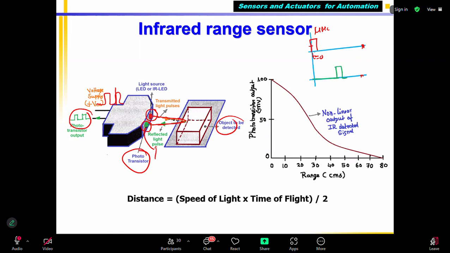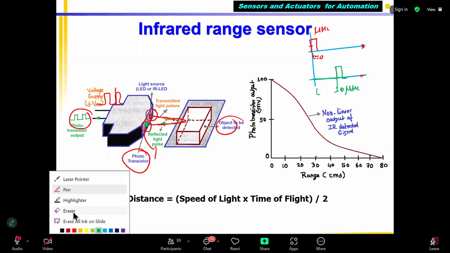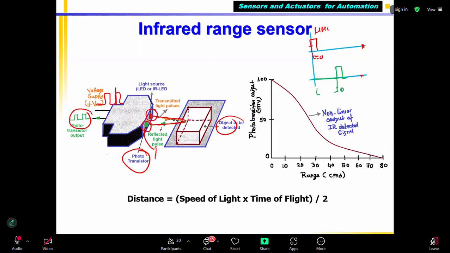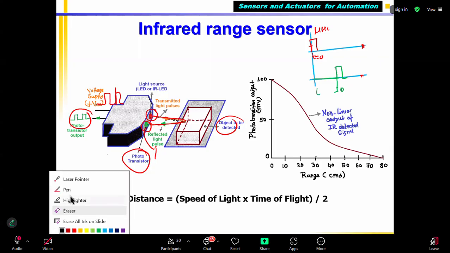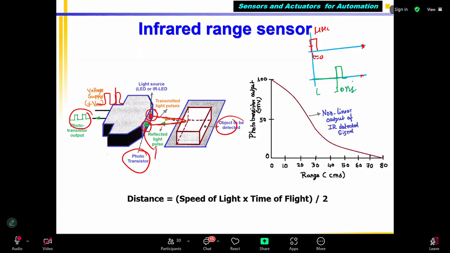This is time t equals 0. I transmitted, and the light pulse came after some time. This is 10 microseconds, for example. Let me say 10 nanoseconds. I will tell you why. After 10 nanoseconds, that means the time difference between these two is 10 nanoseconds, 10 into 10 power minus 9 seconds.